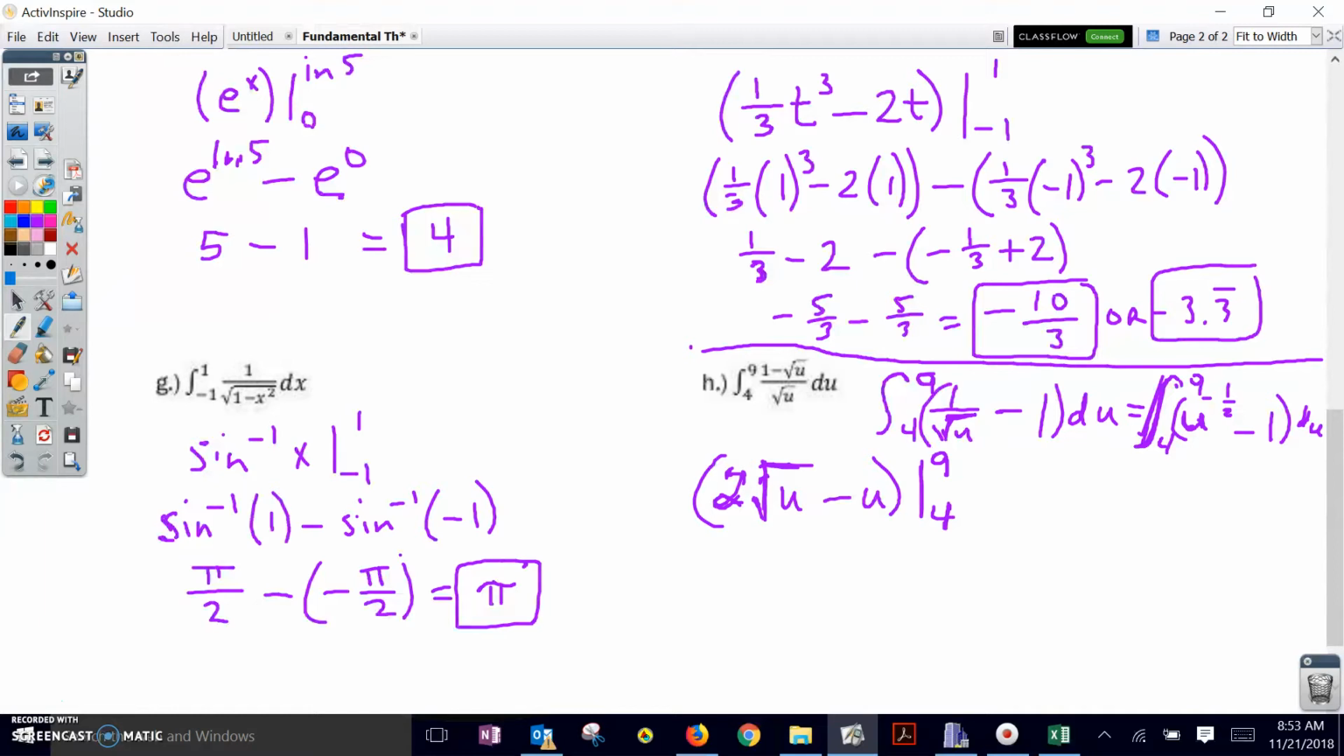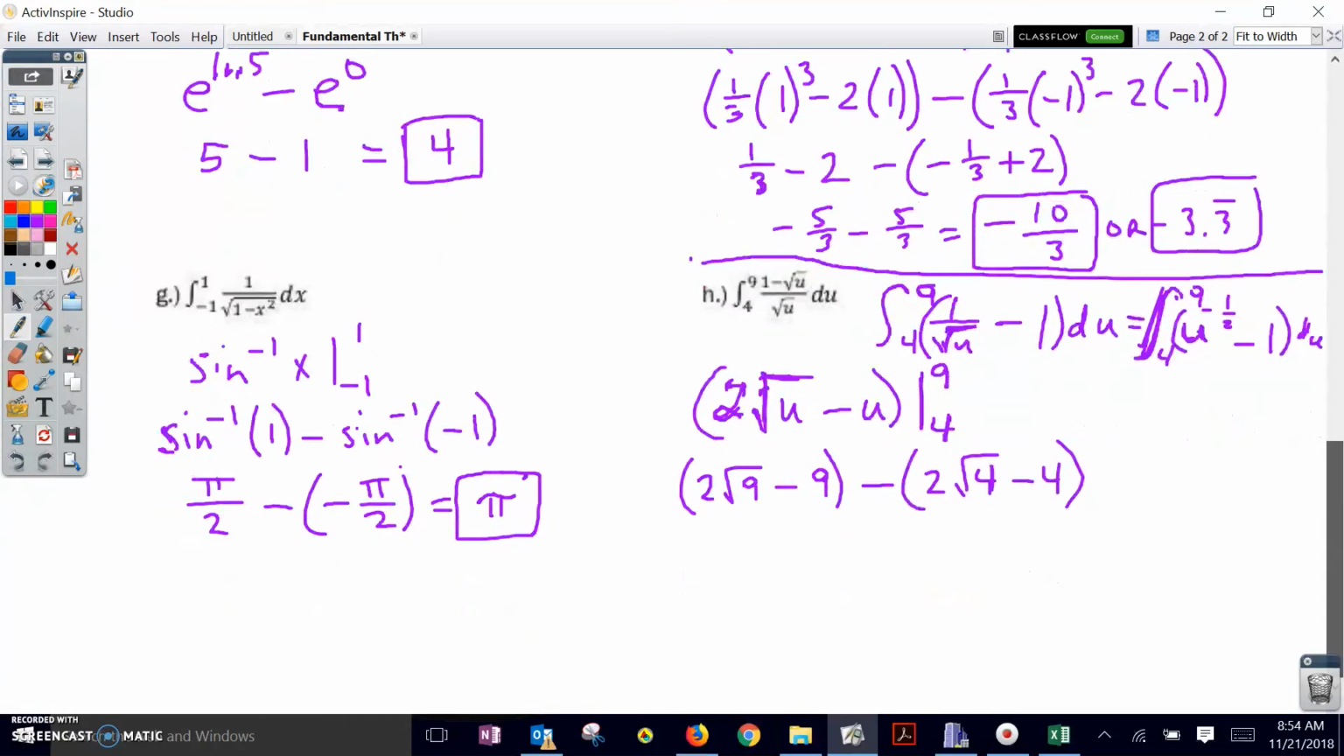And now I'm going to evaluate. So I've got 2 times the square root of 9 minus 9, minus 2 times the square root of 4 minus 4. And let's see, 2 root 9 is 6. 6 minus 9 is negative 3. And 2 root 4 is 4. And so we end up with negative 3 as the value of our definite integral for that function.